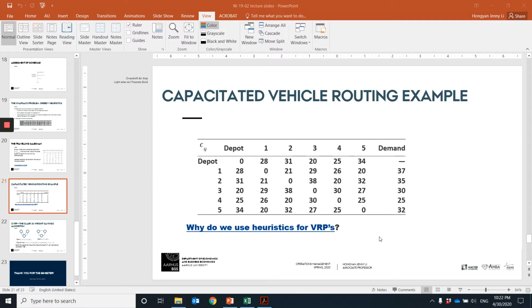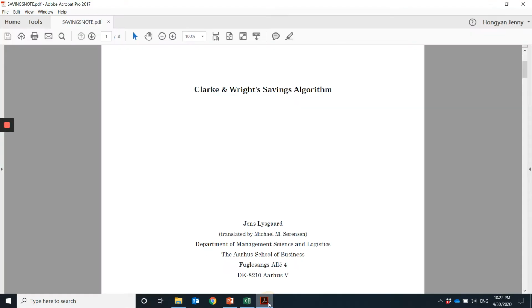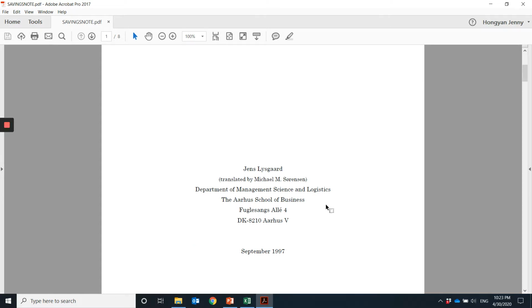from teaching notes from our colleague Jens Lusko. I can show you. Before you attempt this problem, you should read the PDF material, Clark and Wright's savings algorithm.